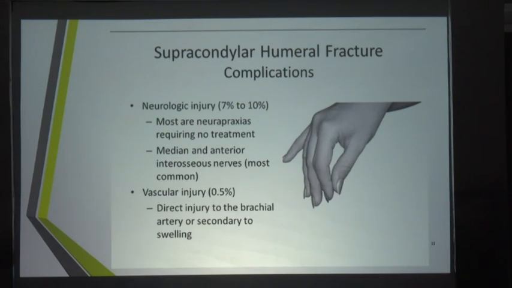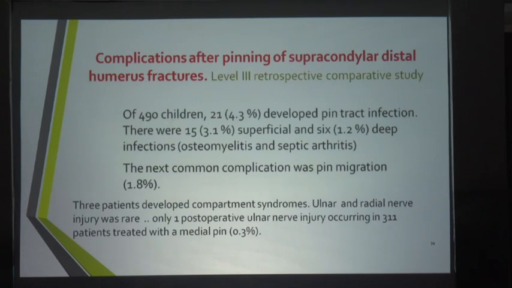Current CR protocol, supracondylar complications, because in extension whenever we reduce, you have neurologic injury in 7 to 10%, neuropraxias, medial anterior interosseous nerve most common, and vascular injury, and direct injury of the brachial artery secondary to the swelling. Complication after pinning, I won't go into detail. You have infection or post-operative complication in 4-5% cases.